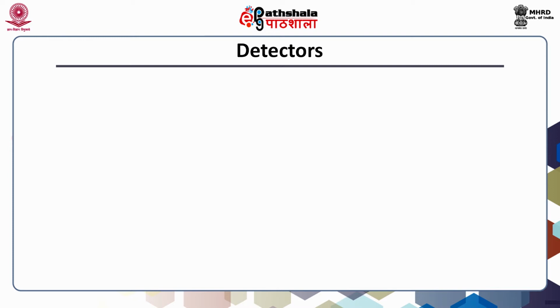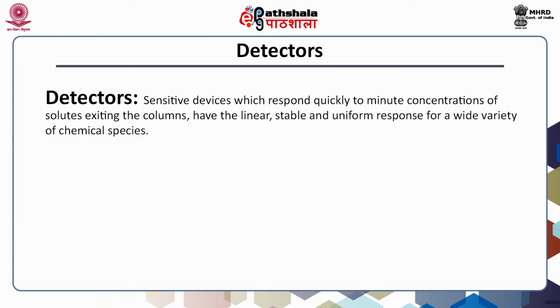So, now in GLC detectors, because everything is to be detected by these detectors, these detectors are very sensitive and they respond very quickly to even minute concentrations of solute exiting from the columns, because the retention time, as we said in our previous slides, is the maximum amount of solute which is eluted from the column and reaching the detector. So, that means detectors should be very sensitive, and they should have a linear behavior, they should be stable, and they should have uniform response for a wide variety of chemical species.